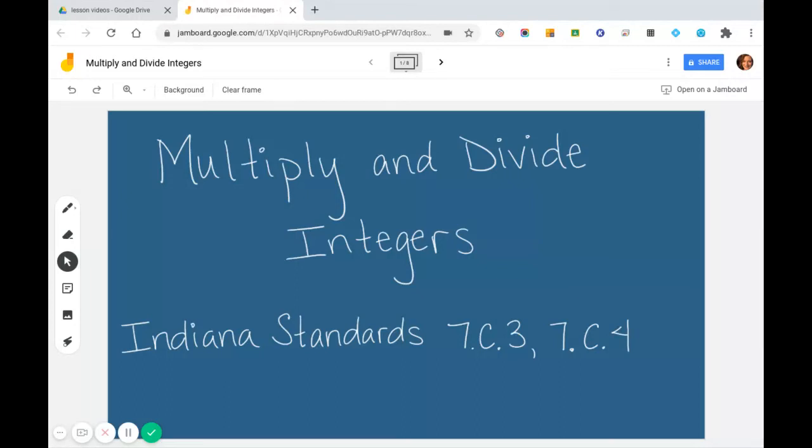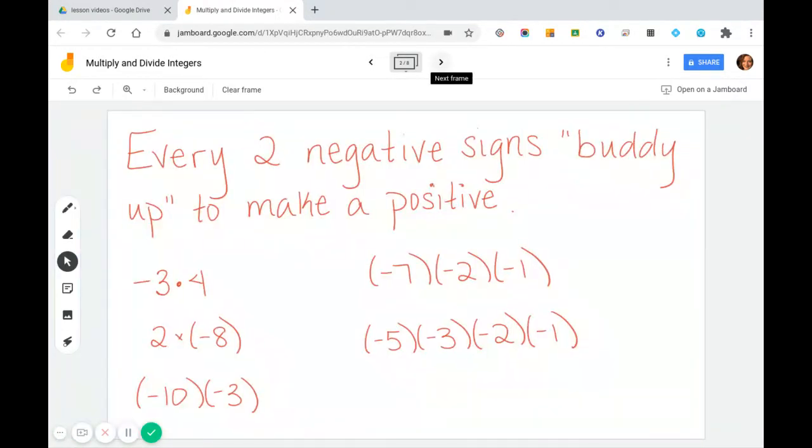In this video, I'm going to show you how to multiply and divide integers. For Indiana, this is standard 7C3 and 7C4. Okay, so when you're multiplying and dividing, if you're looking at two numbers at a time, if the two signs match, then you're going to get a positive answer. If the two signs don't match, then you're going to get a negative.